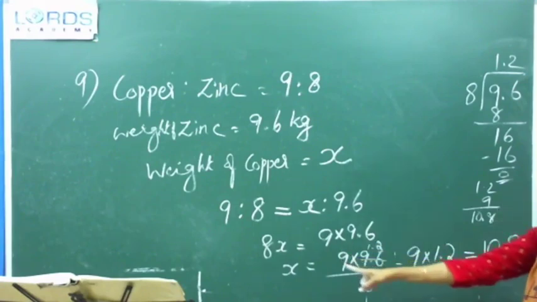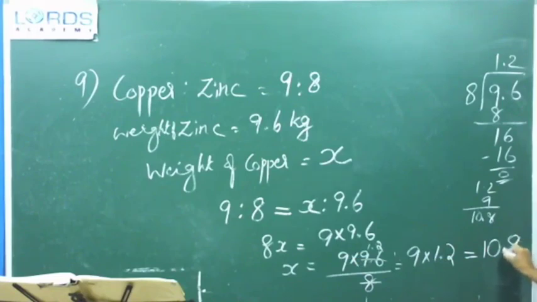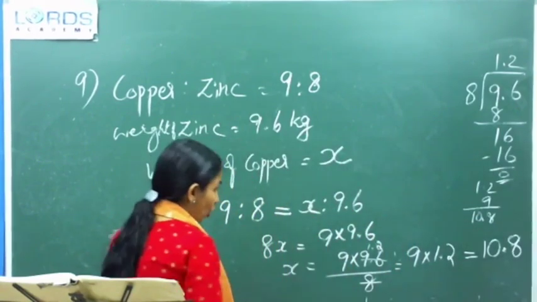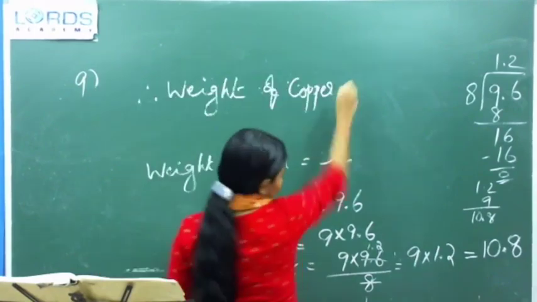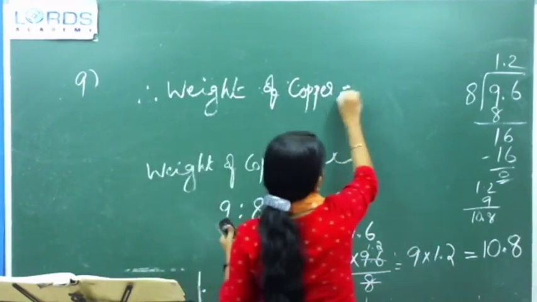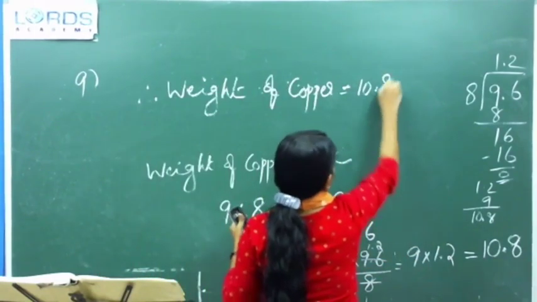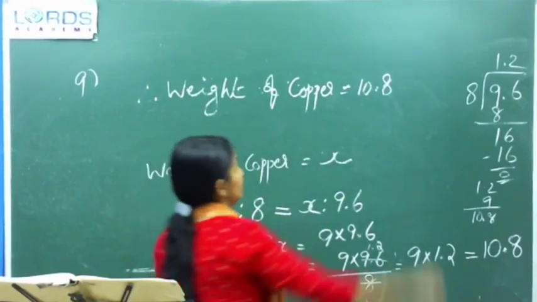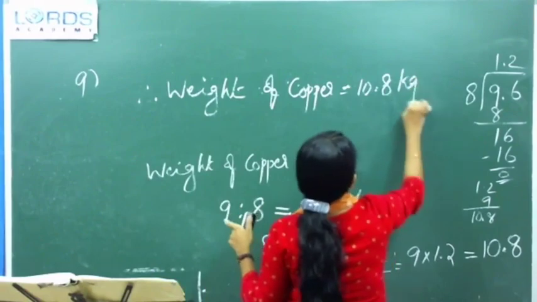So, x we got as 10.8. What is x? X is the weight of copper. So, we can write, therefore, weight of copper is equal to 10.8. And here, weight of zinc is in kilogram, so this one is in kilogram.